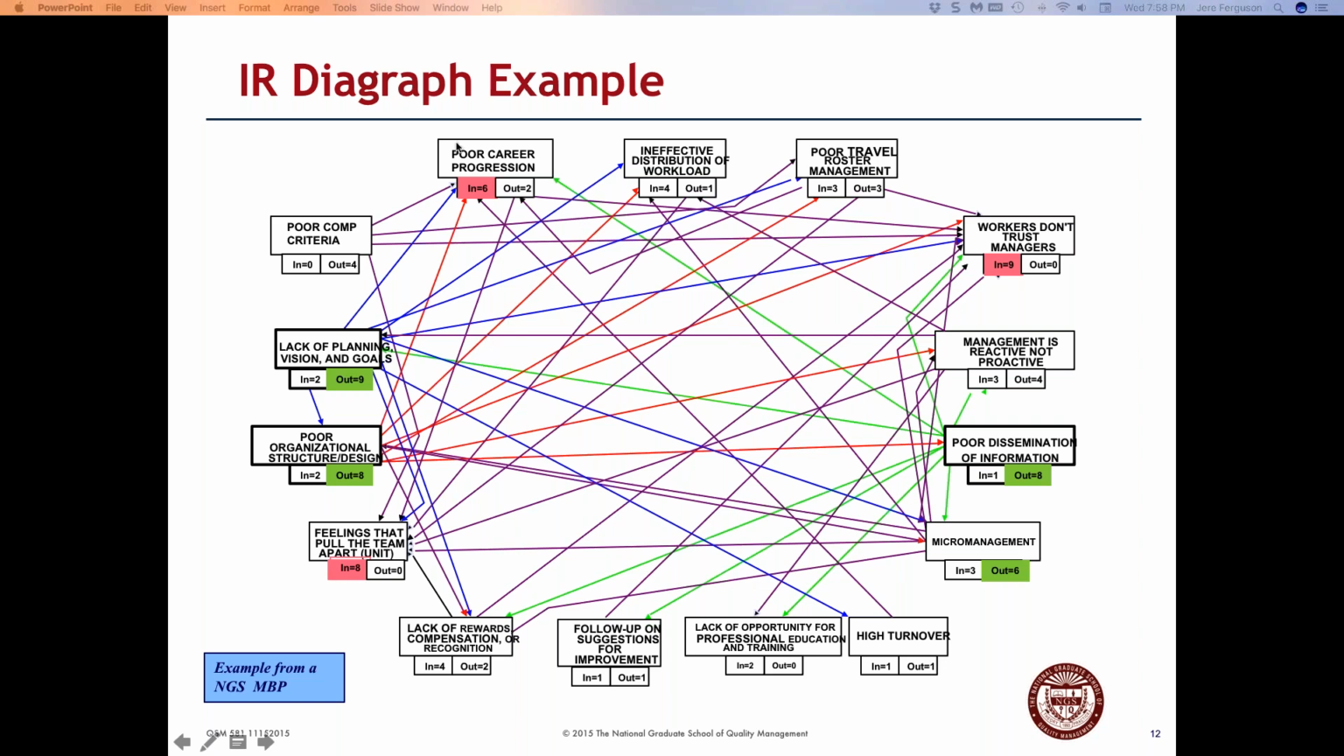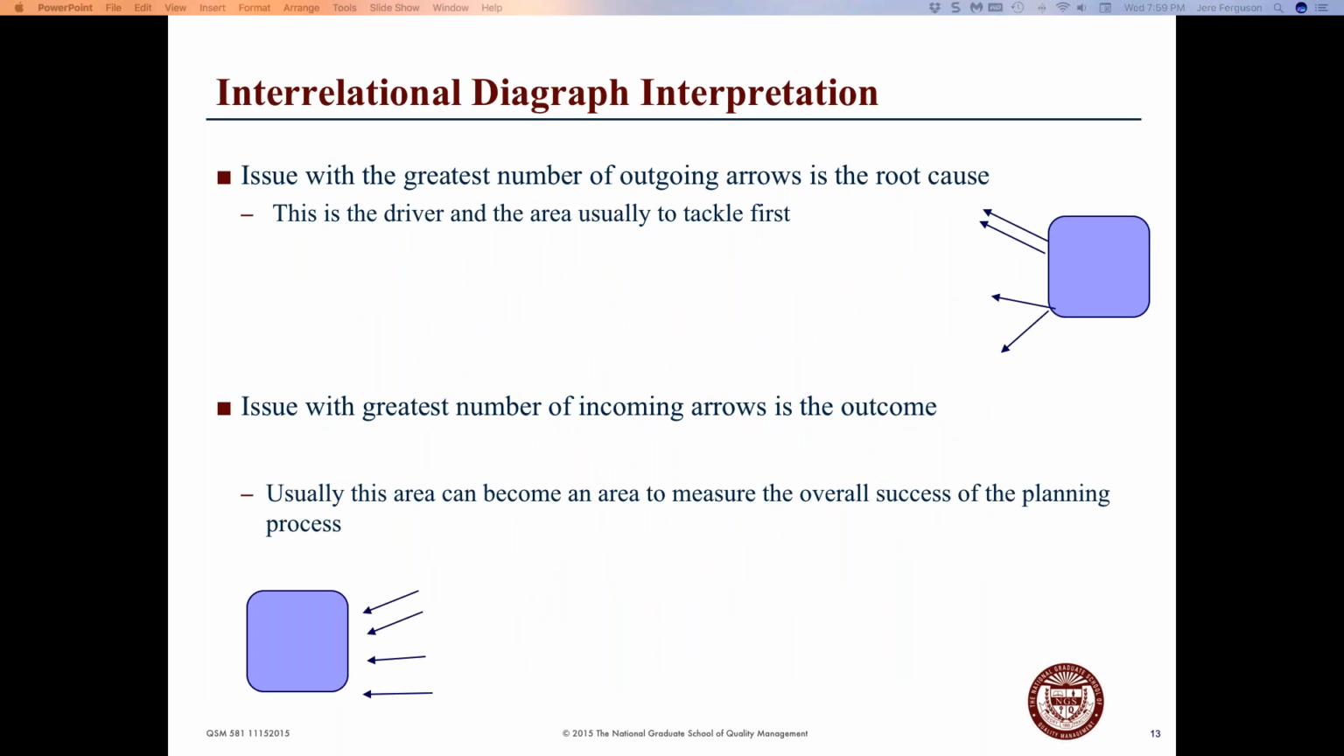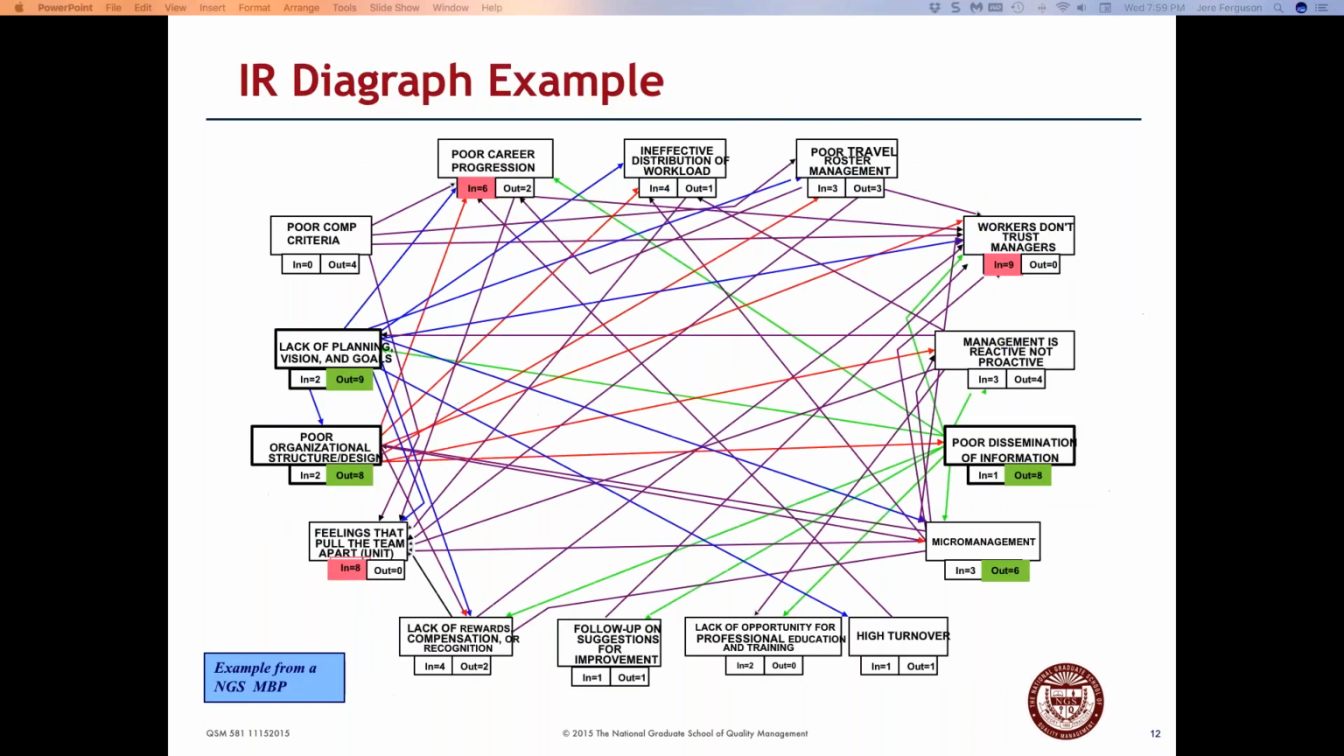What you're trying to get to is you're trying to identify the relationships between all these various elements and what the influential mapping is. And this is telling you what that is. So then when you move to the next slide, issues with the greatest number of outgoing arrows is normally the root cause. This is the driver and the area usually to track first. So once you complete this exercise, this is one of the ways that you can try to determine what your root cause analysis should be.